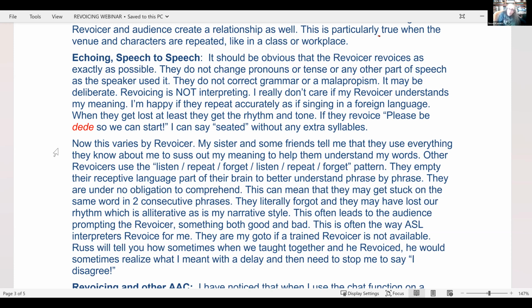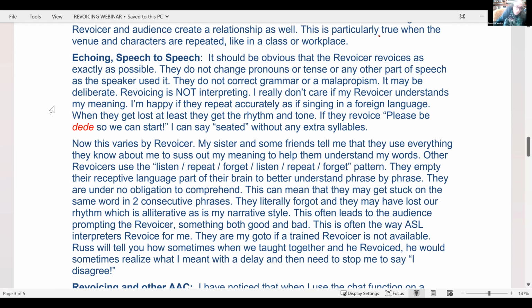This often leads to the audience prompting the revoicer, something both good and bad. This is often the way ASL interpreters revoice for me. They are my go-to if a trained revoicer is not available. Russ will tell you how sometimes when we taught together and he revoiced, he would sometimes realize what I meant with a delay and then need to stop me to say, I disagree.